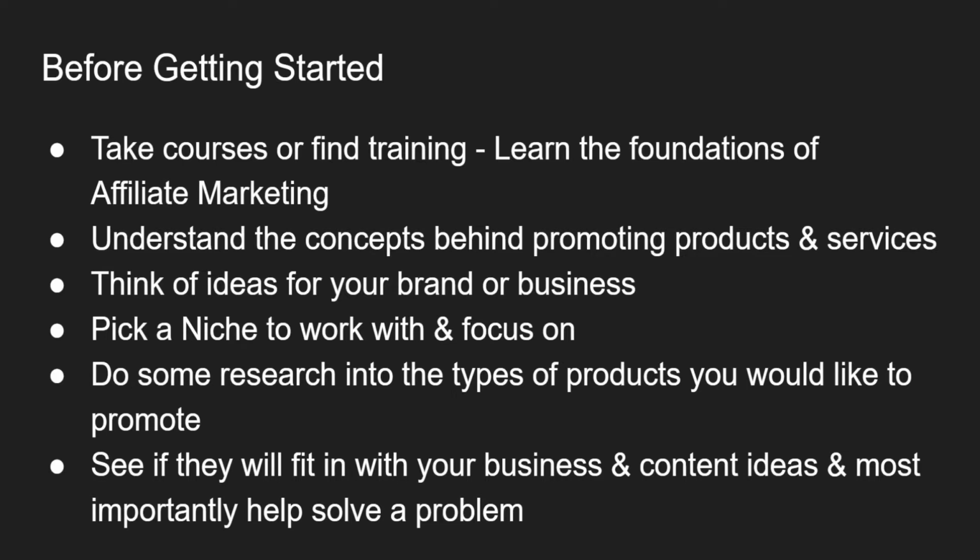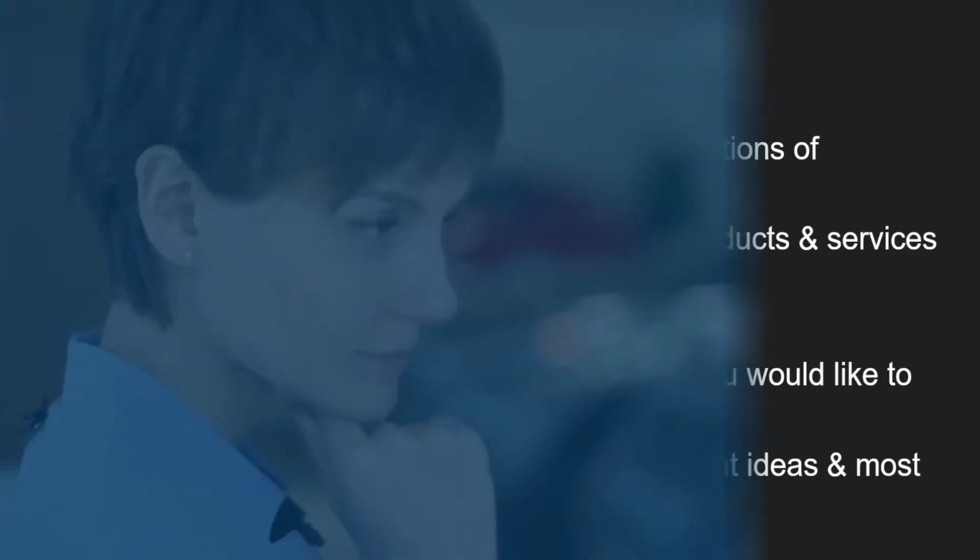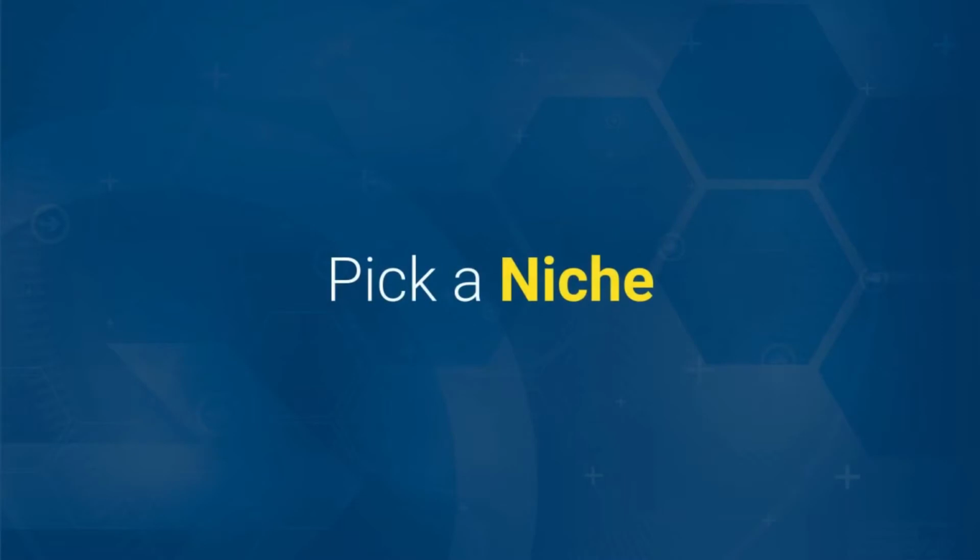So again, think of ideas for your brand and your business, because you want to build influence and you want people to recognize who you are as an individual and recognize your unique concepts and what you're going to bring to the table. Once you've figured out a brand or business idea, especially with affiliate marketing, because you're going to be promoting products and services, you want to pick a specific niche to work with and focus on.